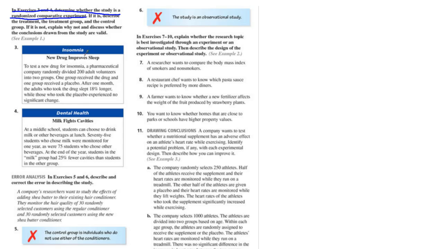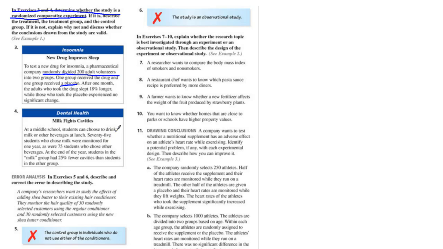So this is a randomized comparative experiment because it's randomly dividing 200 adult volunteers, and the treatment is for insomnia. The treatment group is the 100 who received the drug, and the control group is the one that received the placebo. And sometimes the placebo can be a treatment group. Sometimes it really can, right? Just people who don't do it and people who receive the placebo. It's a little bit hard to do an experiment like that, right?